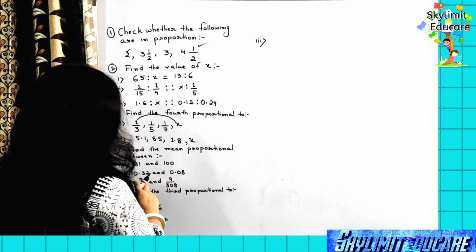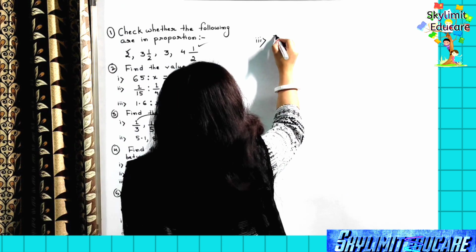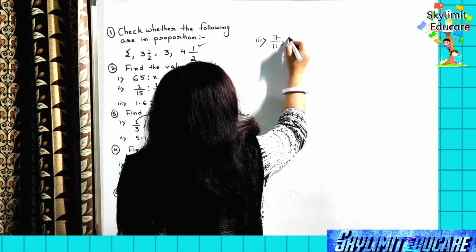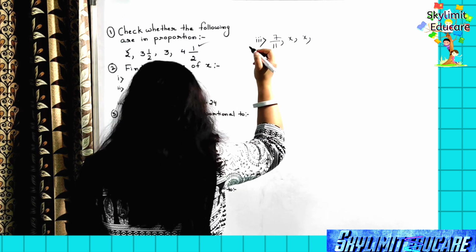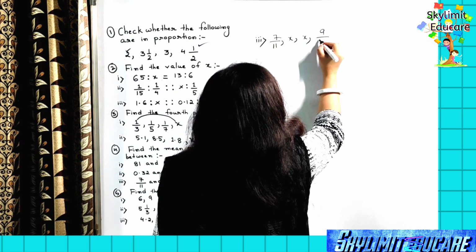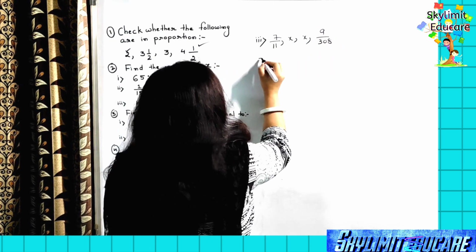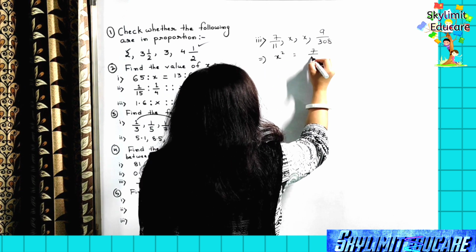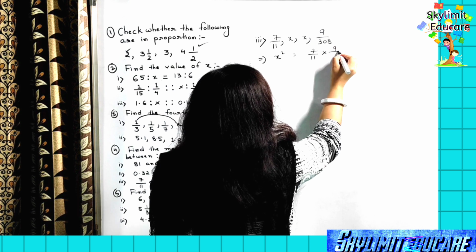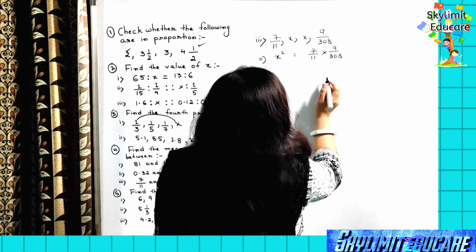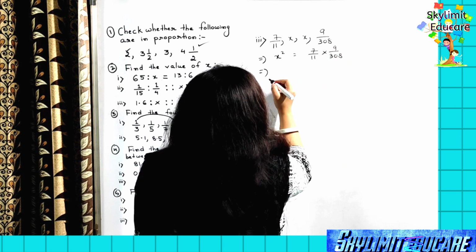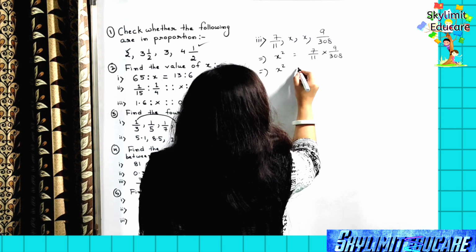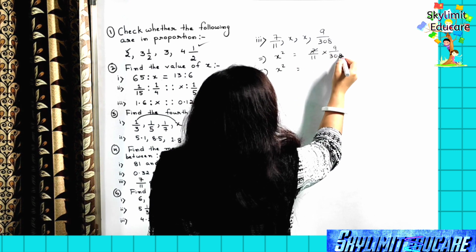Okay. Now let's solve bit number 3. Here also you're given the 2 extremes, 7 by 11 and 9 by 308. So the product of means is x square. Let us write the product of extremes: 7 by 11 multiplied by 9 by 308. Clear?